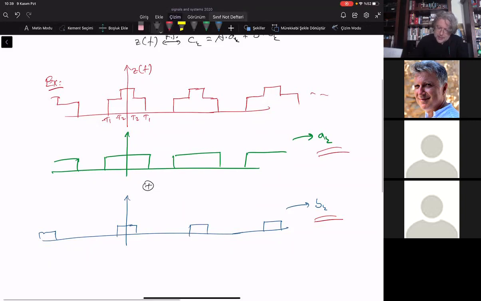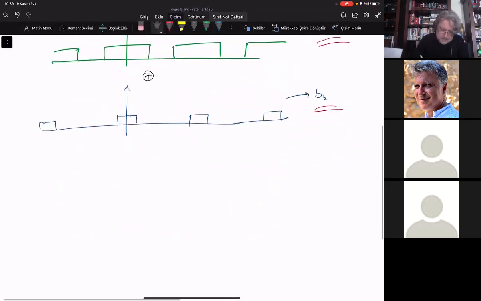Okay, that was the first property. The second property, this was the one that I was mentioning previously. What happens if you shift the signal? So we have y of t is equal to x of t minus t0. So x of t is shifted by t0, and x of t has Fourier series coefficients ak. So what are the Fourier series coefficients of y of t, which are bk's, in terms of ak's?